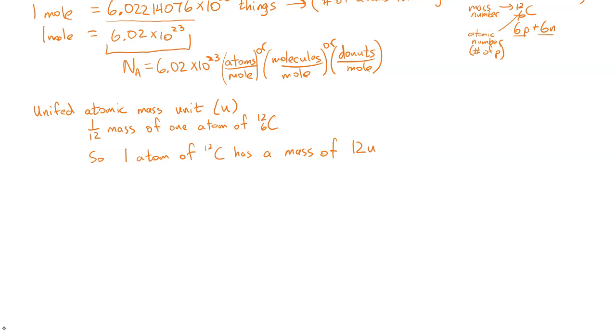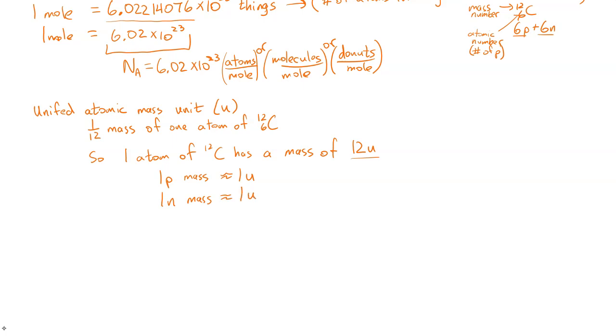And the strength of defining a mass unit in this way is that now, because carbon 12 has 6 protons and 6 neutrons in it, that means there's 12 total protons and neutrons. And since the mass of one atom is 12U, that means one proton has a mass of roughly 1U, and one neutron has a mass of roughly 1U.